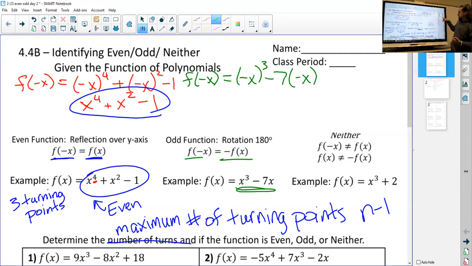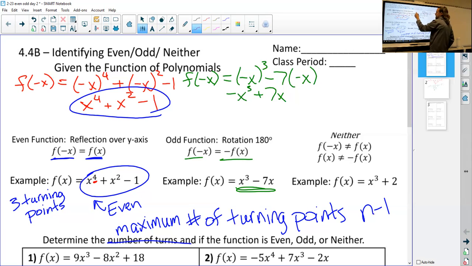We learned over here on the second page that negative x to the 3rd power is going to simplify to just negative x to the 3rd power, no parentheses. And then negative 7 times negative x, we just multiply those together. Negative times negative is positive. 7 times x is just 7x. So that's f of negative x: negative x to the 3rd power plus 7x.